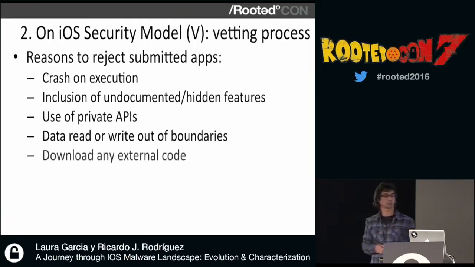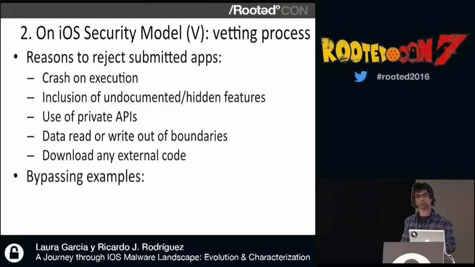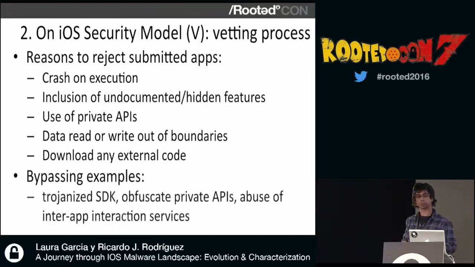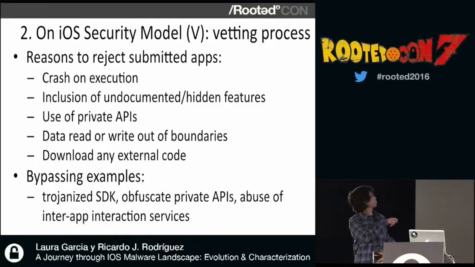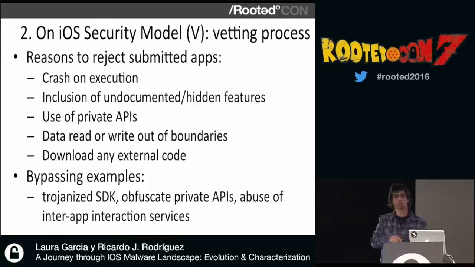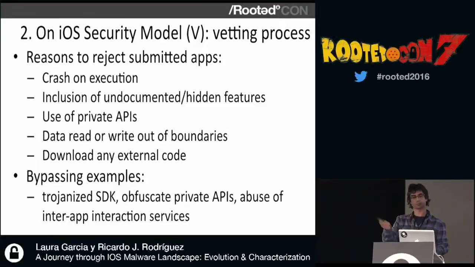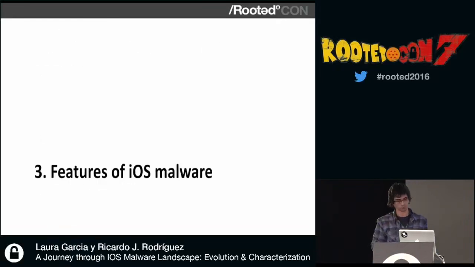They may use private APIs or read data or write out of the boundaries and download external code. Now, examples of bypassing the inspection, being a mainline process: you may use a Trojanized SDK, obfuscate private APIs, or even a very important thing, the abuse of inter-app interaction services, which is a clear example of bypassing the sandbox of the applications.